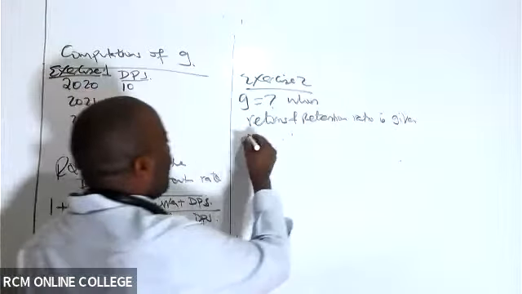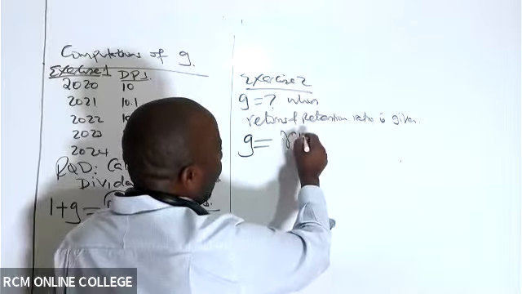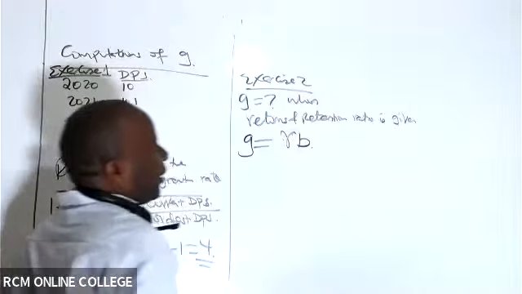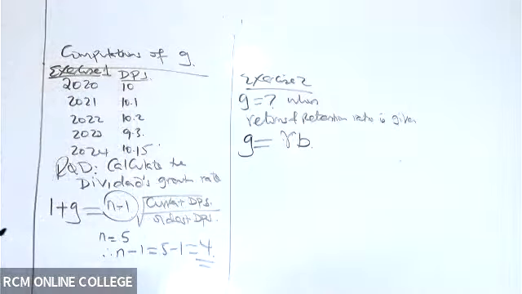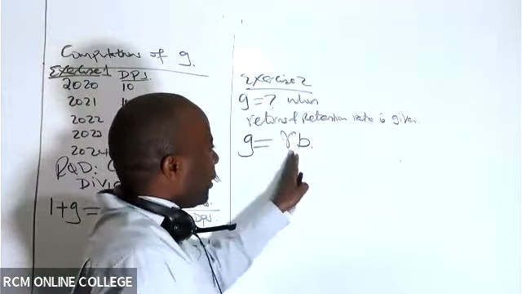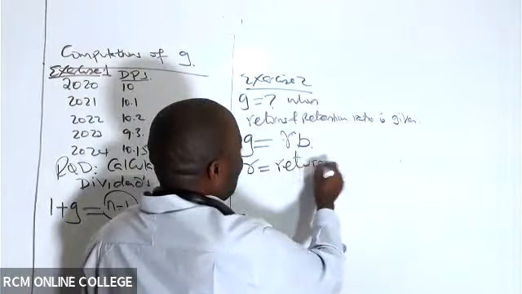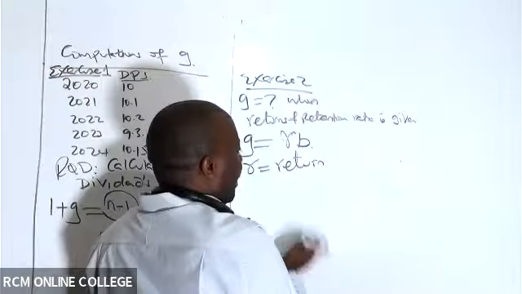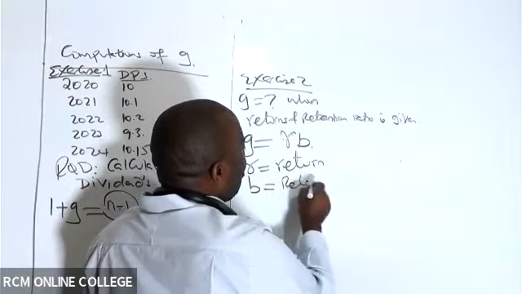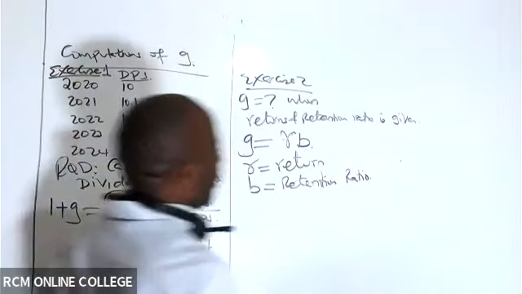To get this, ladies and gentlemen, we normally say growth rate equals R times B, RB. Please write your R very well; my handwriting is not the very best. Here R is the return, it will be return on equity or return on investment. And this B is the retention ratio.